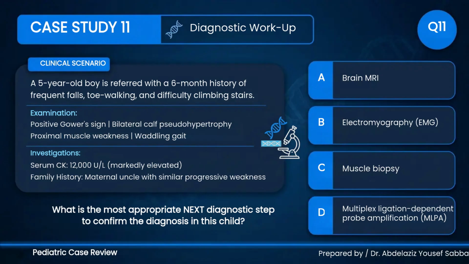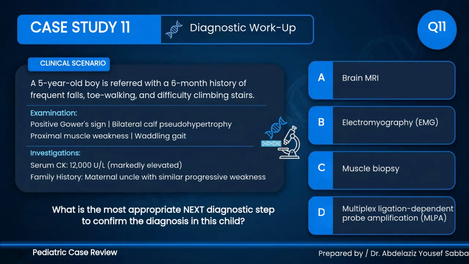Case Study 11. A 5-year-old boy is referred with a 6-month history of frequent falls, toe walking, and difficulty climbing stairs. Examination: positive Gowers sign, bilateral calf pseudohypertrophy, proximal muscle weakness, and waddling gait. Investigations: serum creatine kinase 12,000 units per liter, markedly elevated. Family history: maternal uncle with similar progressive weakness.